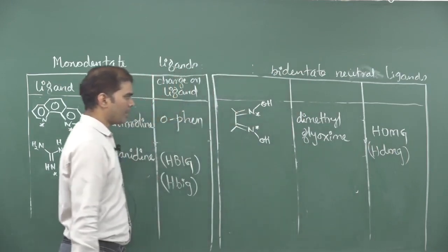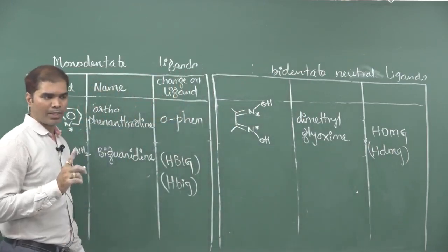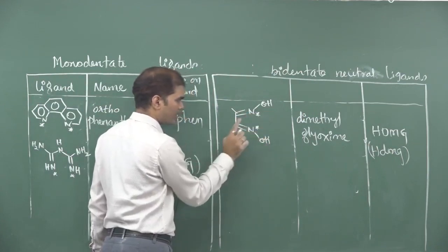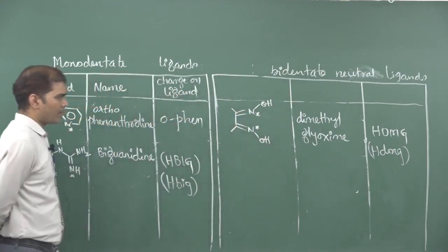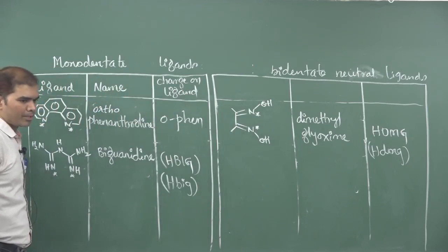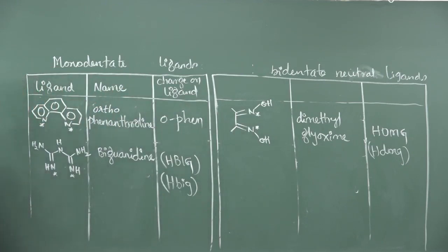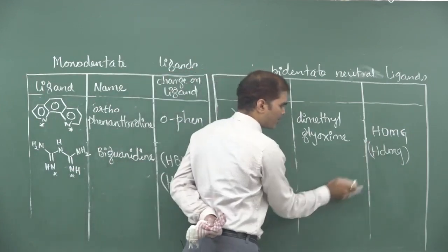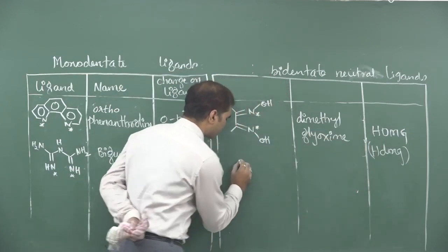Next one is dimethyl glyoxime. The previous one was dimethyl glyoximato, O minus, so one negative charge. Here both are OH and OH. Since there is one hydrogen, you simply call it HDMG. You may just add HDMG. It could be capital DMG or small, but the H should be capital.